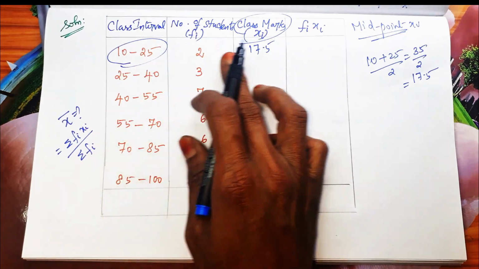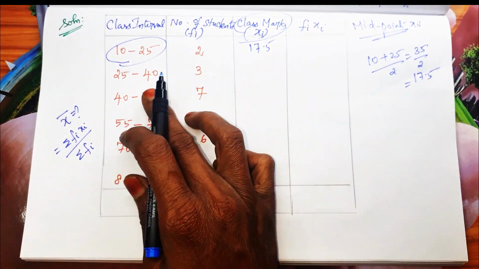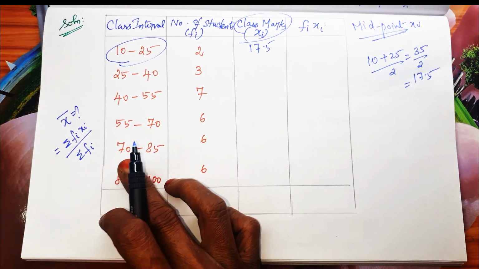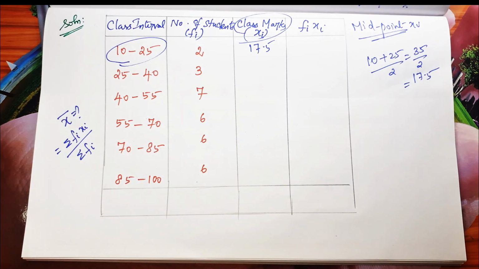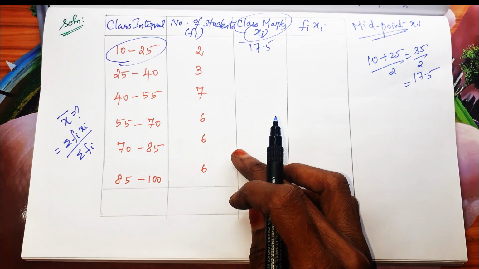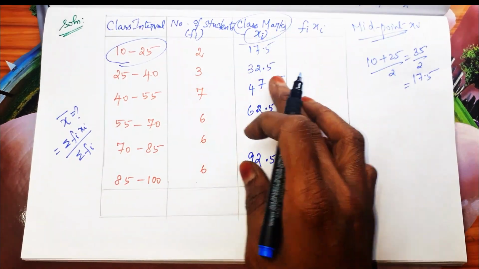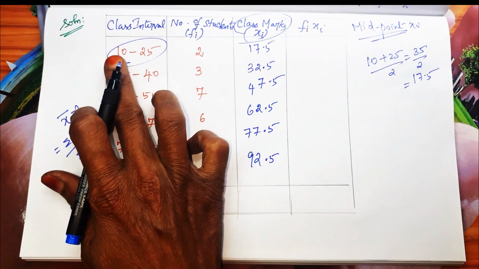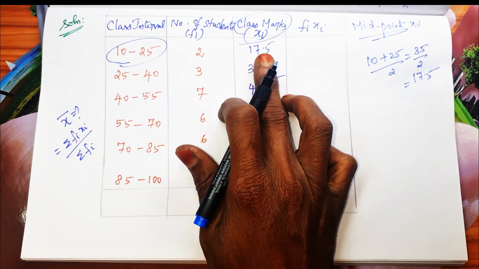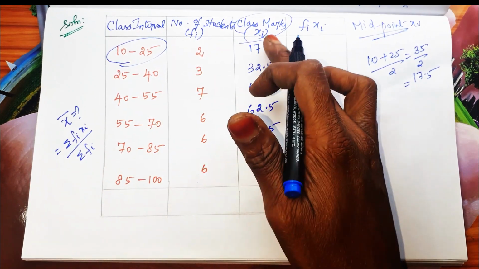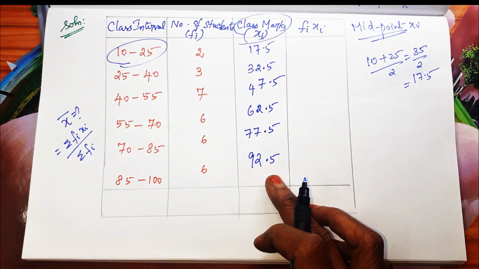So (10 + 25)/2, (25 + 40)/2, (40 + 55)/2, (55 + 70)/2, (70 + 85)/2, and (85 + 100)/2. So these are the midpoints, that is class marks for every class interval. So (10 + 25)/2, that is 17.5. (25 + 40)/2, 32.5. Like that we have calculated for everything.